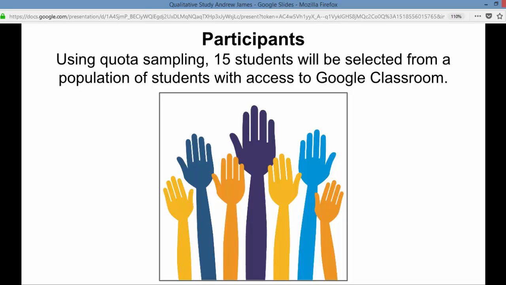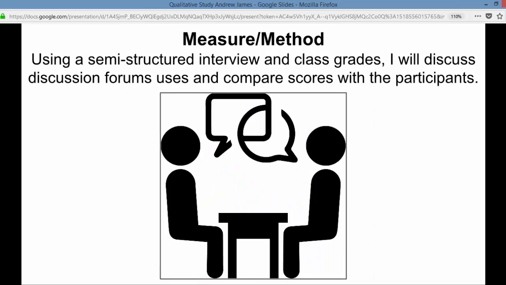These discussion forums in math are not the most common practice, so we will use the first 15 students willing to participate. Using a semi-structured interview and class grades, I will discuss discussion forums' uses and compare scores with the participants. The goal is to develop a hypothesis based on the research relating the relationship between discussion forums and critical thinking in mathematics.